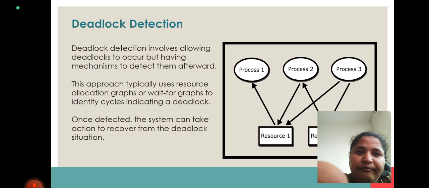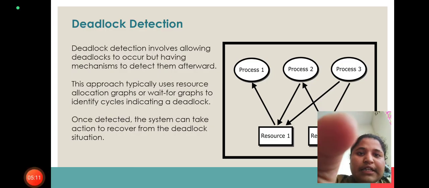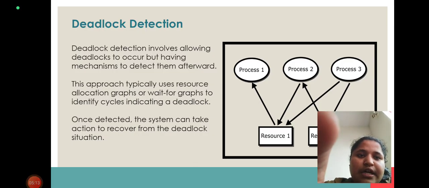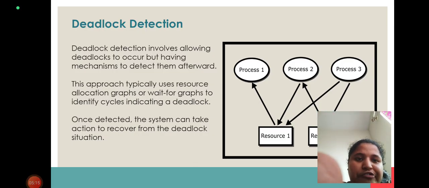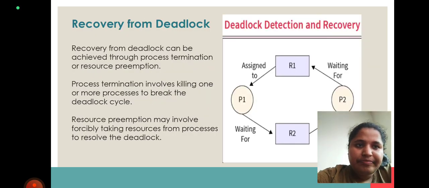Deadlock detection. Detection involves allowing deadlock to occur but having mechanisms to detect them afterward. This approach typically uses a resource allocation graph or wait-for graph to identify cycles indicating deadlock. When detected, the system can take action to recover from the deadlock situation.